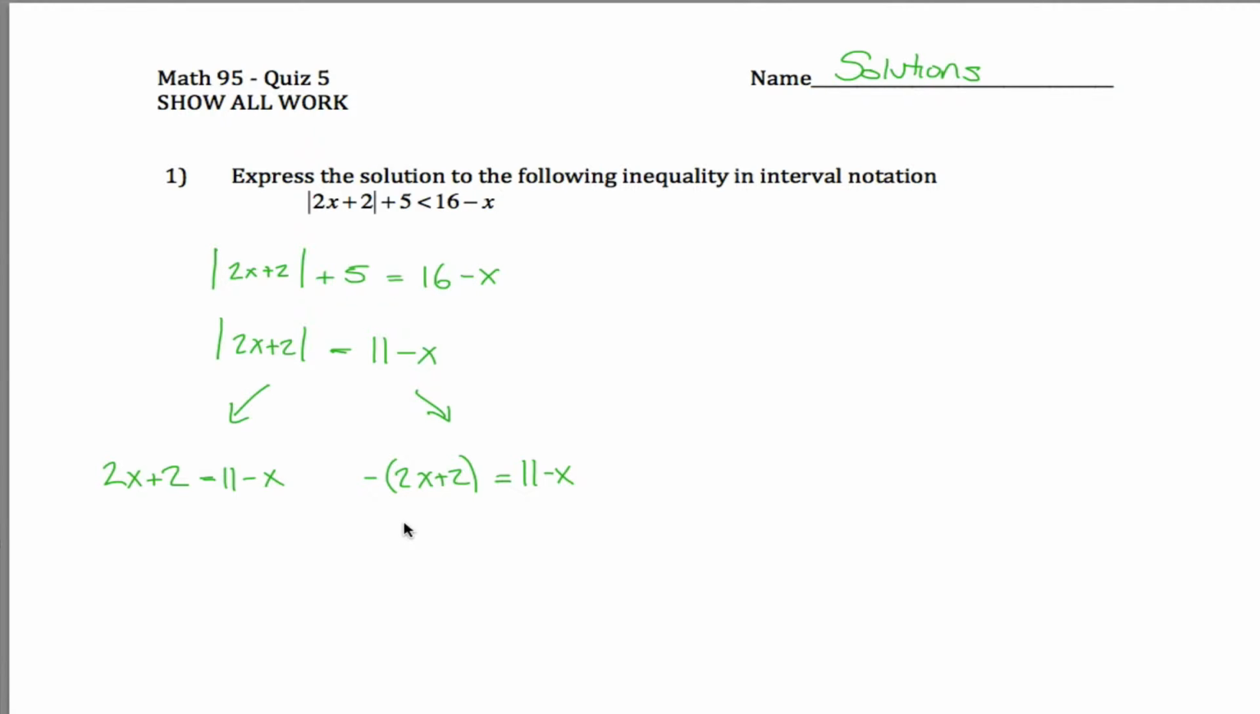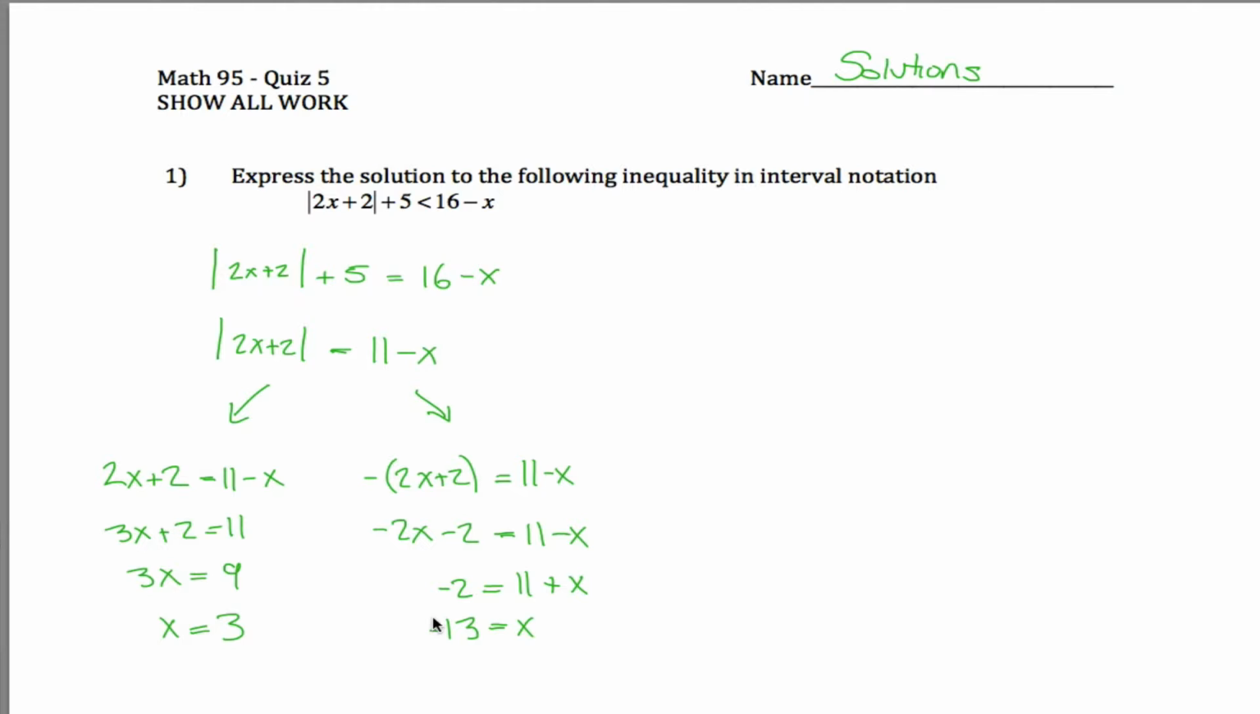I get two equations. Solve those two equations. They're easy to solve because there's no absolute value symbols. On this one, we'd add x to both sides, get 3x plus 2 equals 11, and then subtract 2 from both sides and get 3x equals 9. Divide by 3, we get x equals 3. Over here, I want to do something similar. I want to combine like terms. Can't really do it because of the parentheses, so let's first take the negative and distribute it through the parentheses. Then maybe add 2x to both sides. And then subtract 11 from both sides, and we get these two solutions.